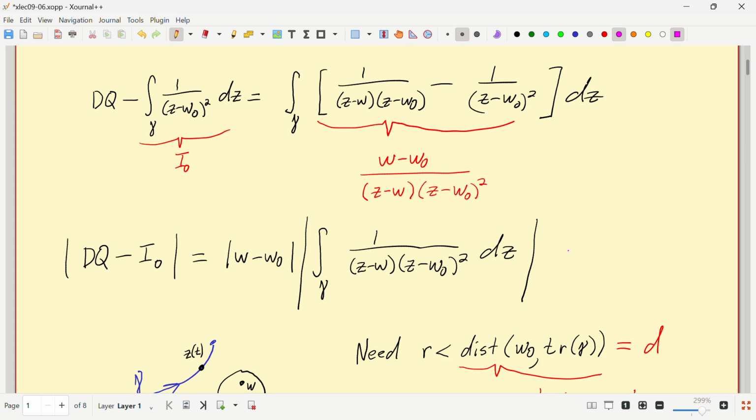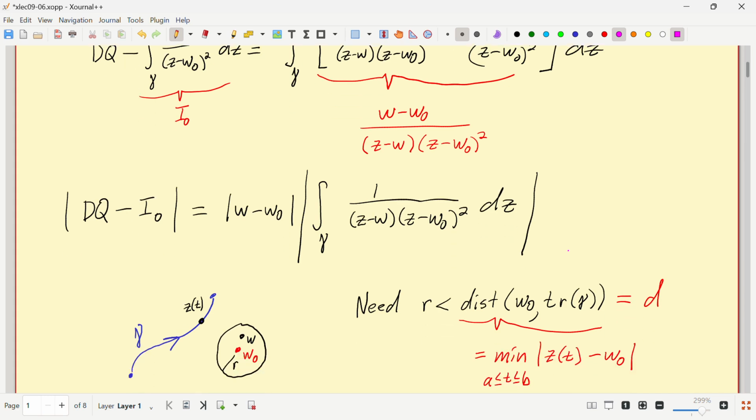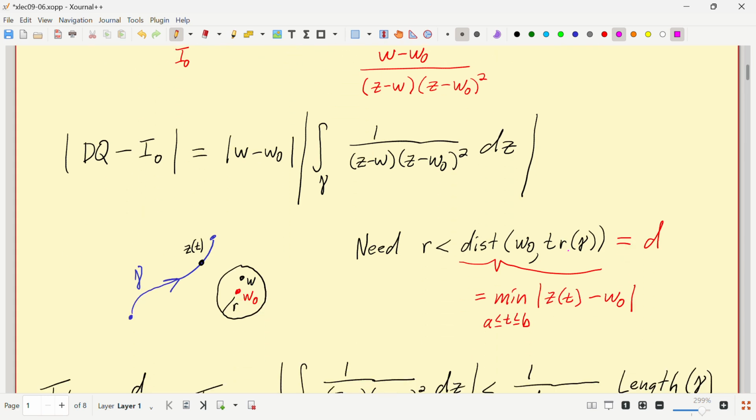Okay, so the best way to deal with that kind of thing is to draw a picture. This gamma was just a curved segment. It works the same if it's a closed curve. And of course, you're going to calculate this. You don't want w or w naught to be on gamma, because then that integral wouldn't make sense. So w naught is not on gamma.